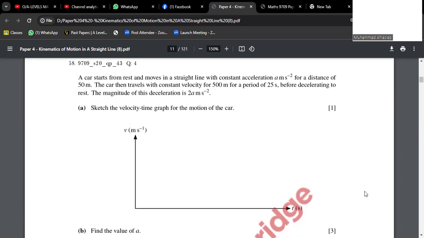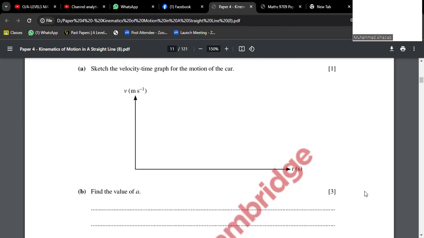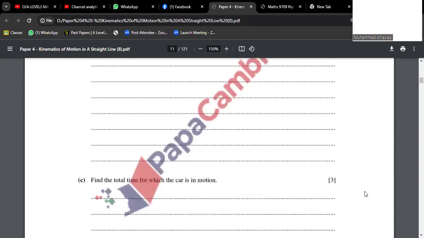And the second part is, find the value of a. And third, find the total time for which the car is in motion.